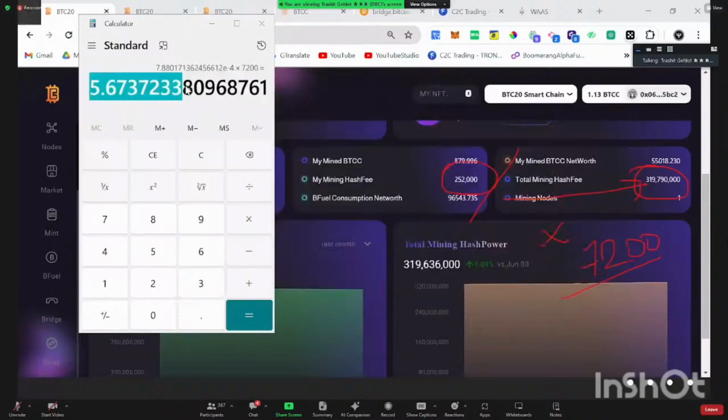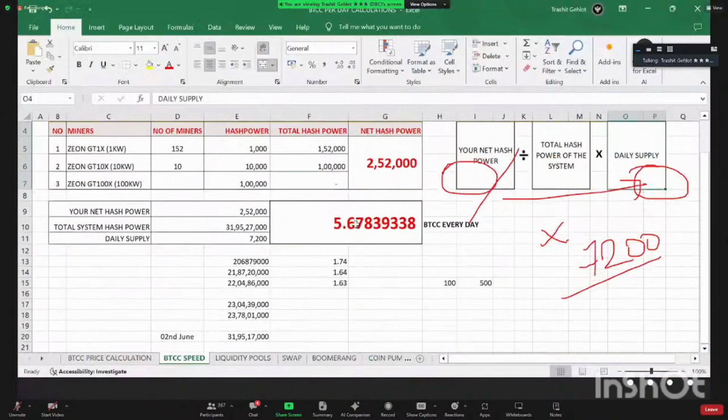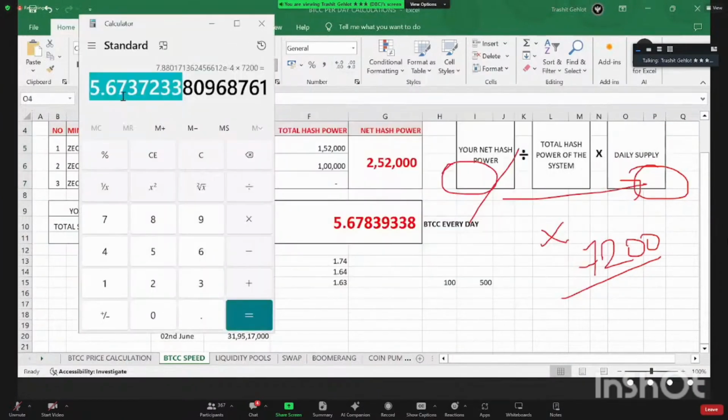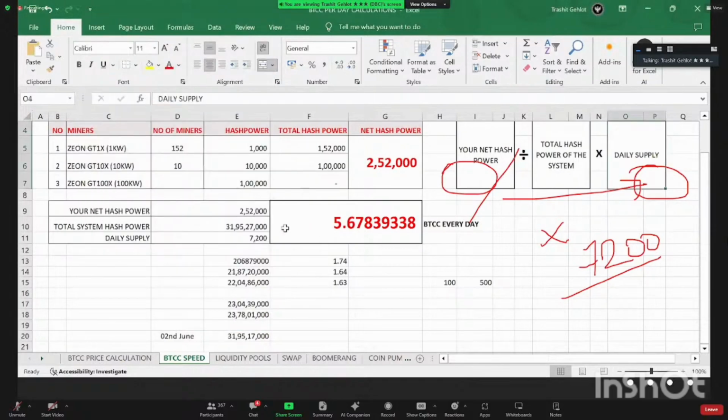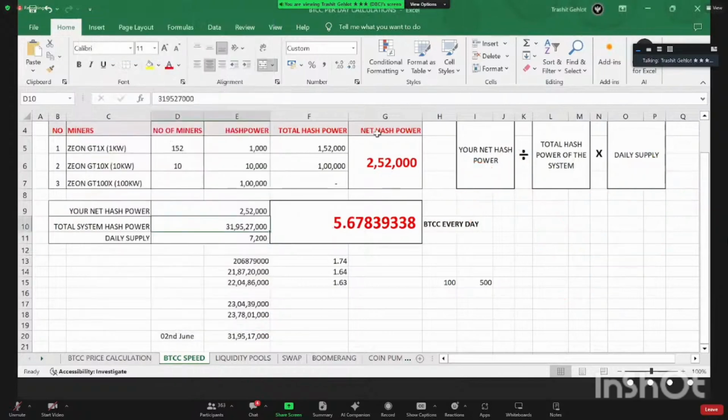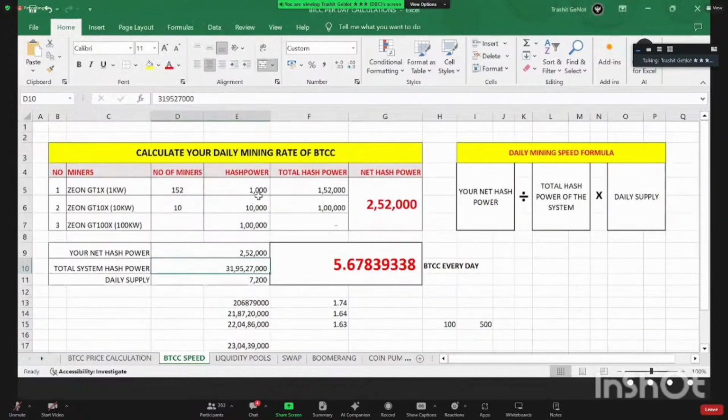Now we had already calculated last night, right? So this is 5.6783, and we have today 5.6737. Can you see the difference? This we had calculated last night. The system's hash power was almost 319 million, and today, see the difference. So it is very important for you all to understand that if you are not increasing your hash power day by day, you are getting lesser and lesser BTCC.